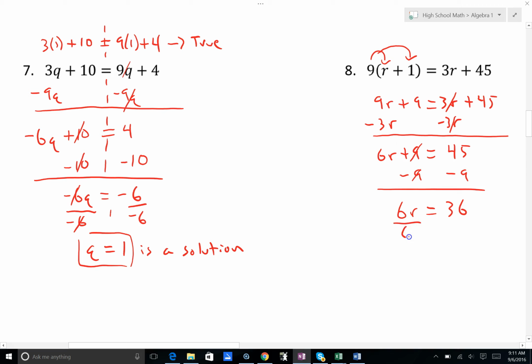Dividing both sides by our coefficient 6. We want to get this r by itself. It's 6 times r, we divide by 6. 6 divides 6 to leave r. 36 divided by 6, that's 6. We see that r is equal to 6.